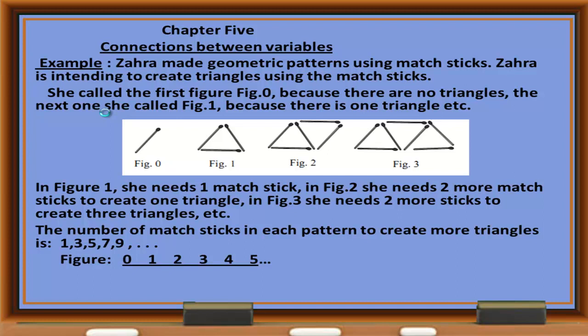These are the figure numbers. In figure 0, she needs only one stick. In figure 1, she needs 3 sticks. In figure 2, she needs 5 matchsticks. In figure 3, she requires 7 matchsticks. In figure 4, she requires 9 matchsticks. In figure 5, she requires 11 matchsticks.